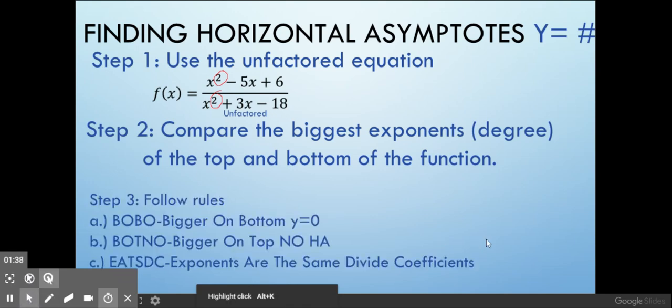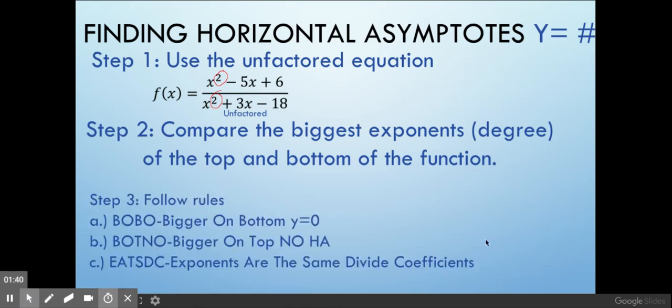The next step is we're going to follow these 3 rules. We can either have the exponents be the same, the exponent could be bigger on top, or the exponent could be bigger on the bottom. Those are the only 3 cases you'll ever get. There are some acronyms that can help you remember these rules.